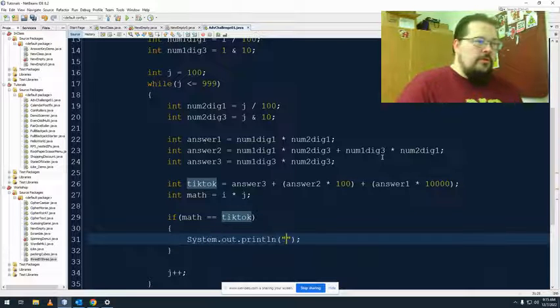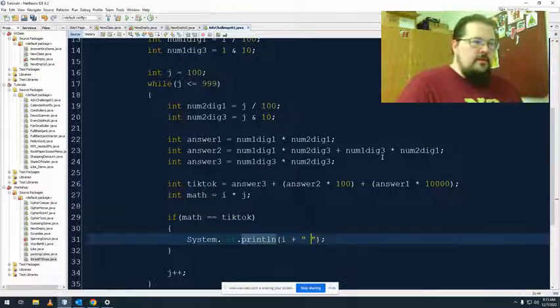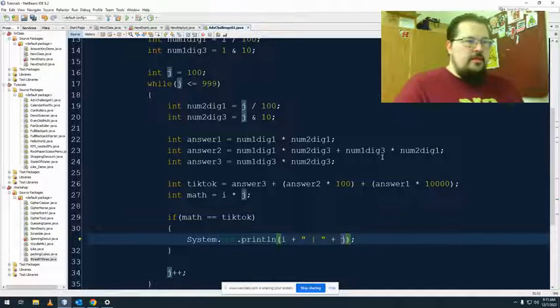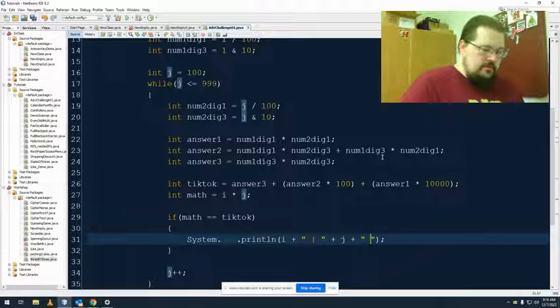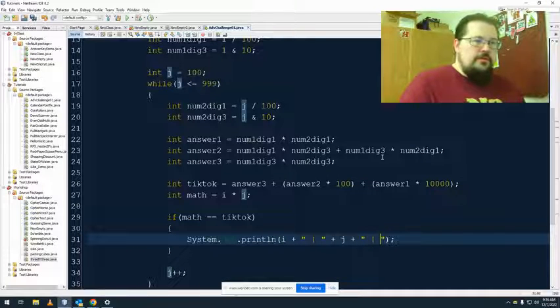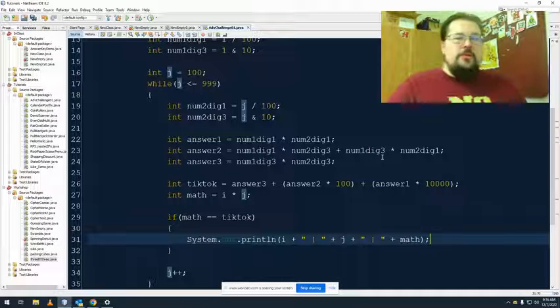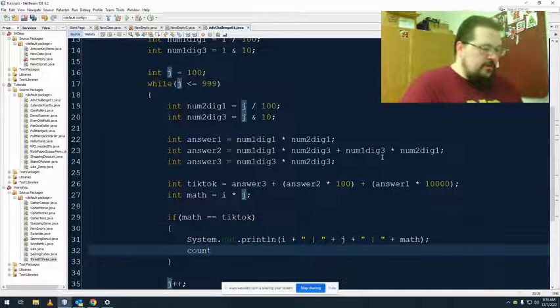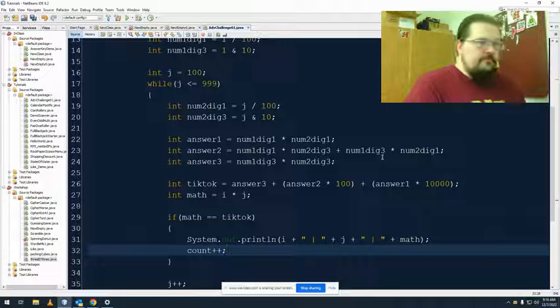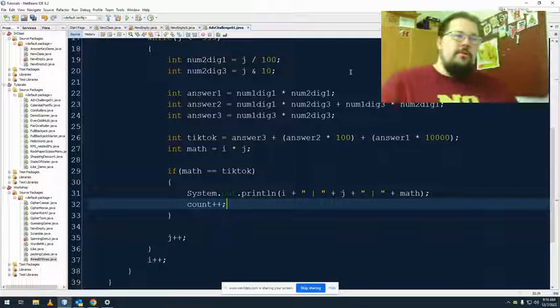First, I want to print it. So I've got I, and I'll concatenate some room, and I'll put J, and then just for fun, I'll put the answer just so we can see what actually happens, and we'll just use one. You could use either since they're the same thing. We also need to increment our counter, and that's going to run through every permutation.